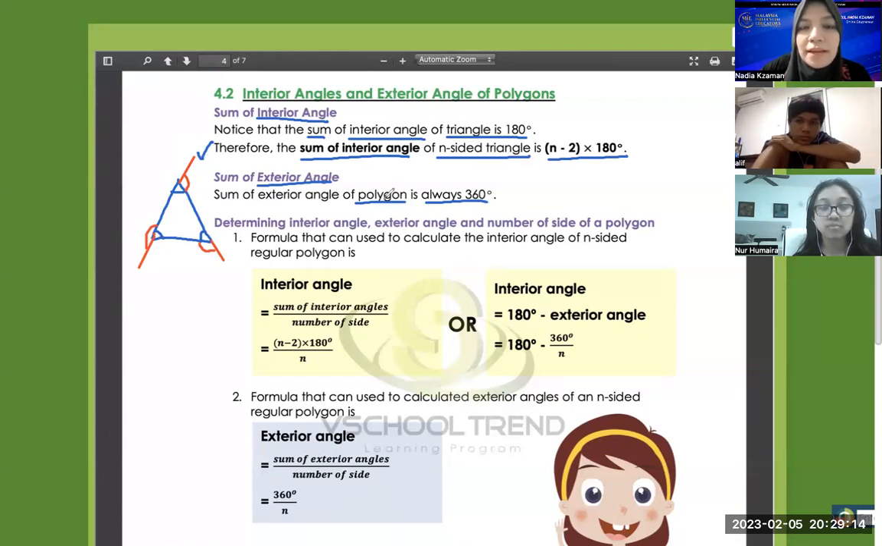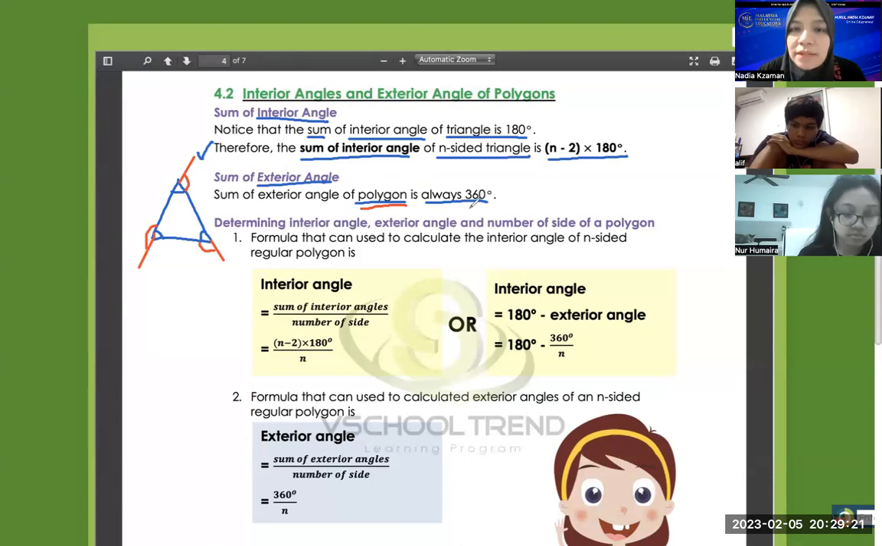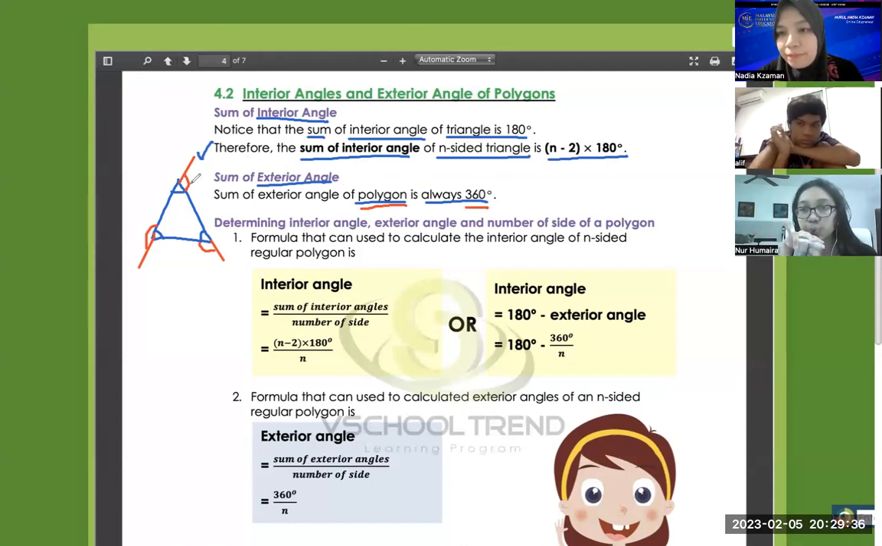Remember, the sum of exterior angle is always 360. Either it is a triangle, a square, polygon, hexagon, the total of exterior angle will be 360. Okay, Alif? Yep. Okay.